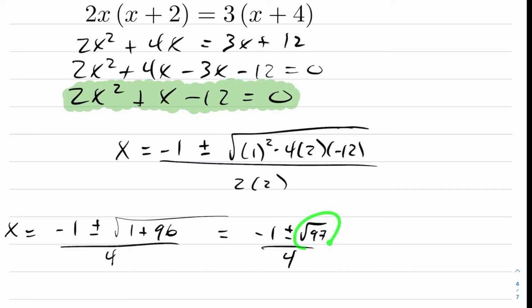I end up getting the root of 97. That can't be decomposed any further, so this becomes our roots here, -1 plus or minus the root of 97 over 4. So this is an example where factoring techniques will not work. You needed your quadratic equation to get these two roots here. All right, let's look at another example.